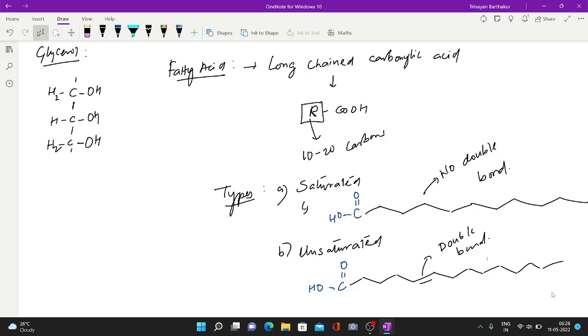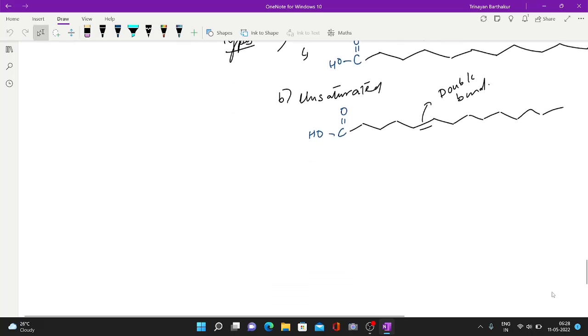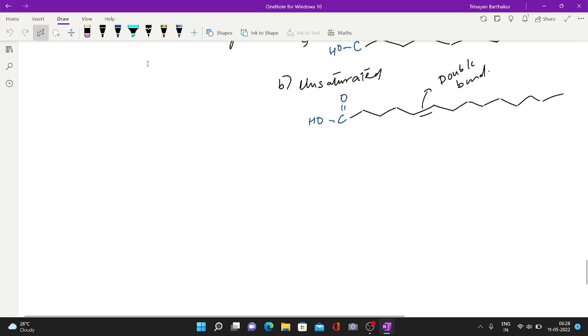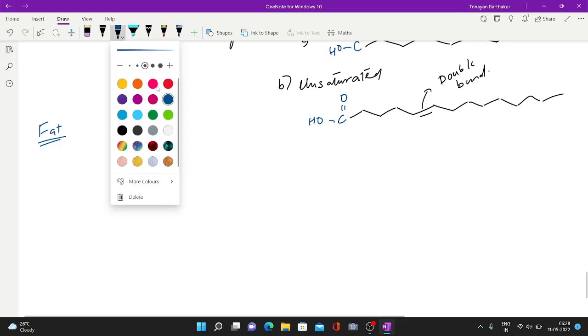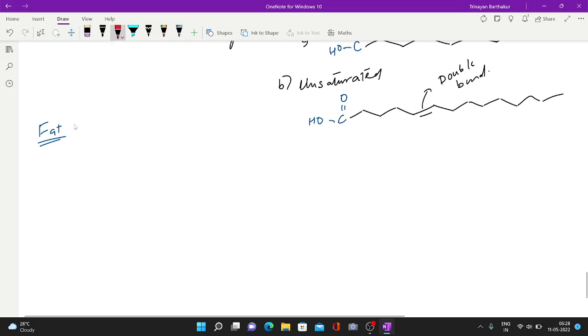Now, from glycerol and fatty acid, you will make a fat. What exactly is a fat? A fat will contain a skeleton of glycerol. What does glycerol look like? A 3 carbon skeleton along with 3 OH: CH2, CH, CH2. This is glycerol.